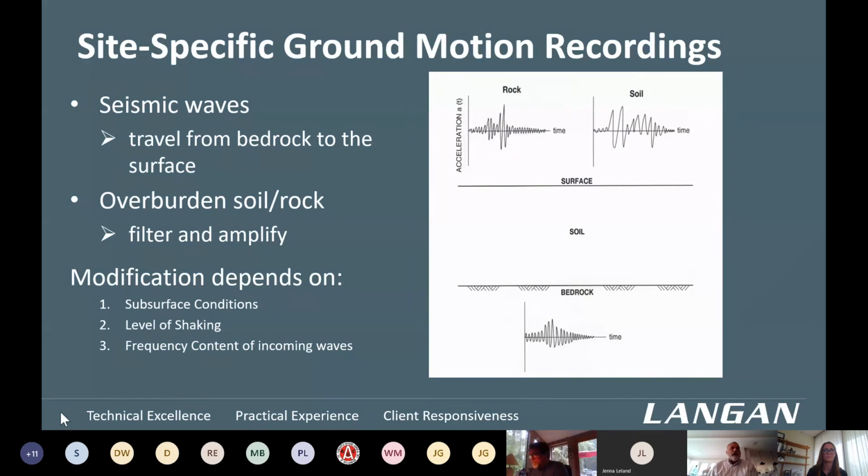And you get shaking that happens deep in the ground, in the bedrock. Then these seismic waves travel through the near surface material, which could be rock or soil. This near surface material filters and amplifies the ground shaking, very similar to a sound system that we have in our homes. The degree of this modification depends on what kind of subsurface conditions you have, obviously, the level of shaking, and the frequency content of the incoming waves.